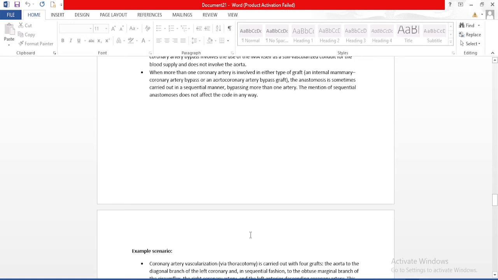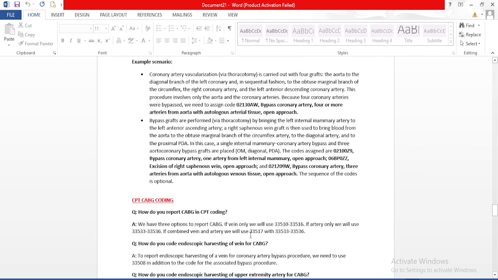When more than one coronary artery is involved in either type of graft, an internal mammary coronary artery bypass or aortocoronary artery bypass graft, the anastomosis is sometimes carried out in a sequential manner, bypassing more than one artery. The mention of sequential anastomosis does not affect the code in any way. Anastomosis means joining between two vessels. Here we have a few example scenarios for coronary artery vascularization, which are self-explanatory, so you can read them.